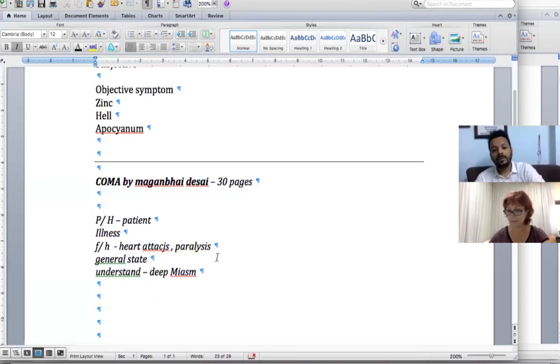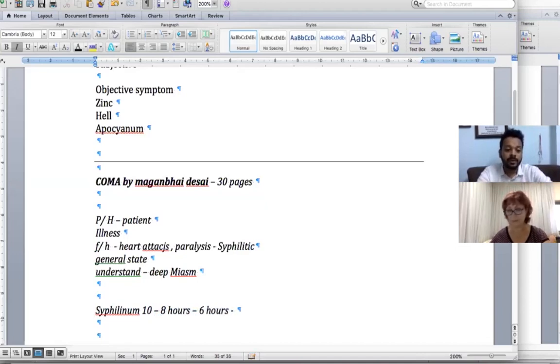Often pointed towards syphilitic miasm, for example. In such kind of cases, very often he gives syphilinum 10M, and frequent repetition, sometimes 8 hourly, sometimes 6 hourly, for a couple of days. So one technique, and I'm going to show you multiple techniques here.